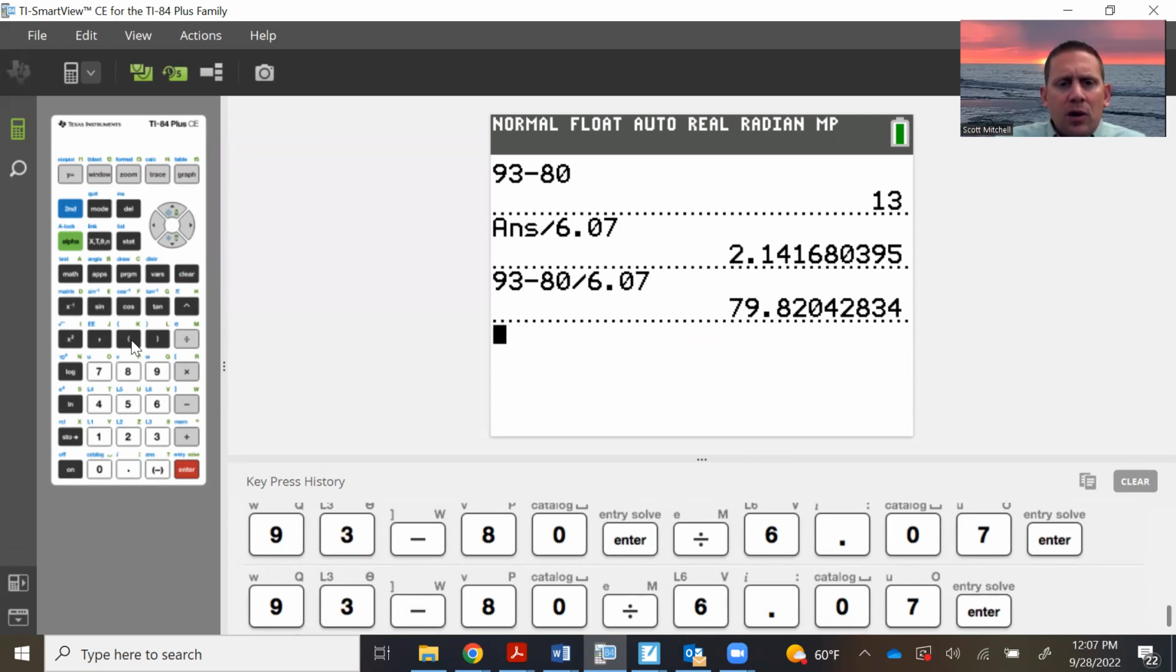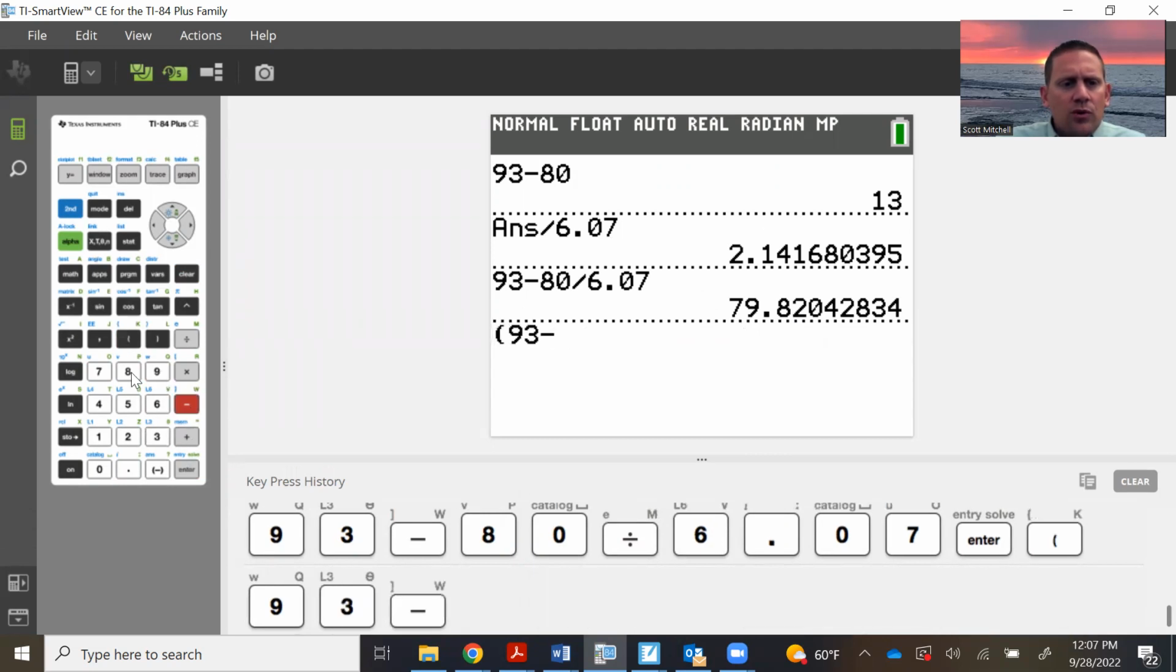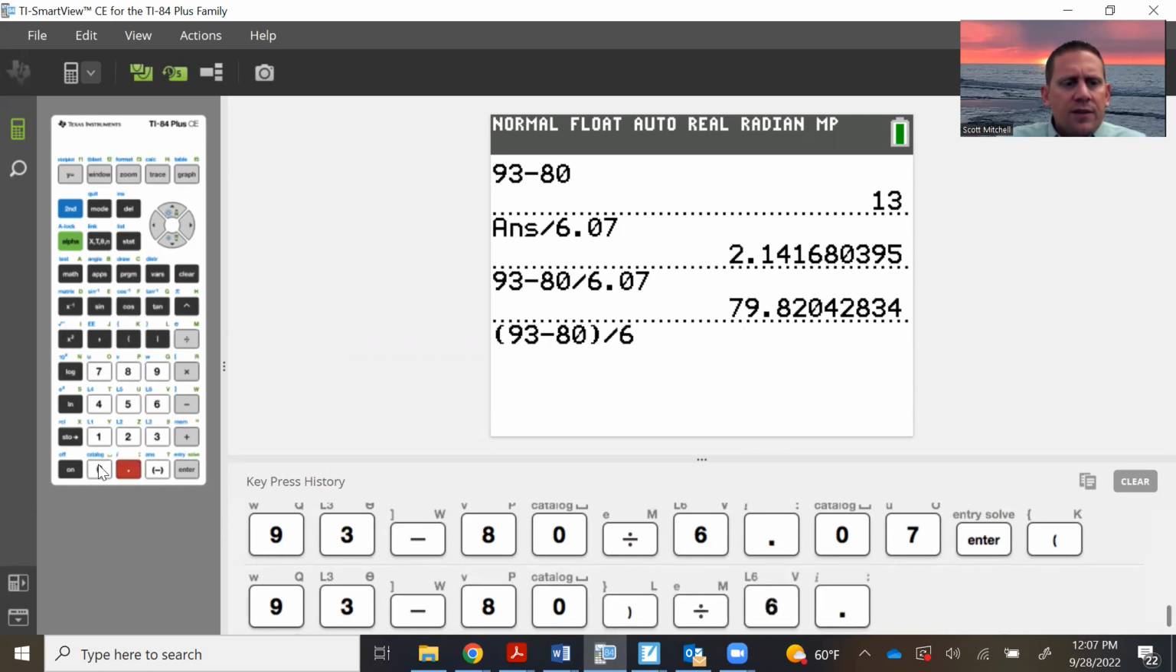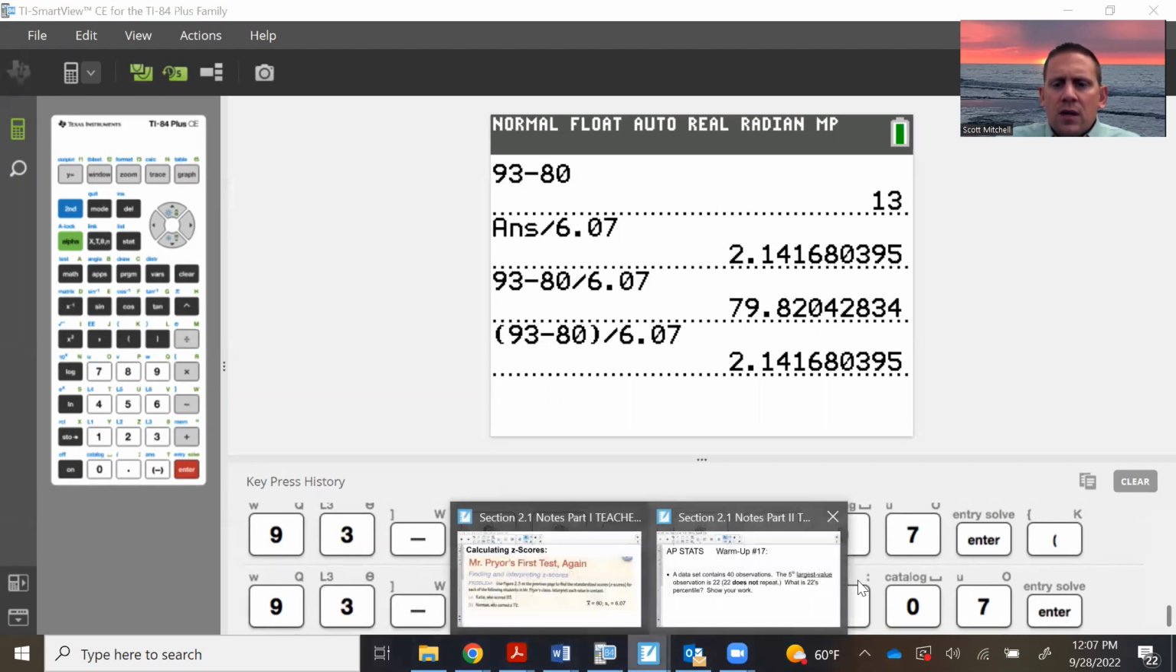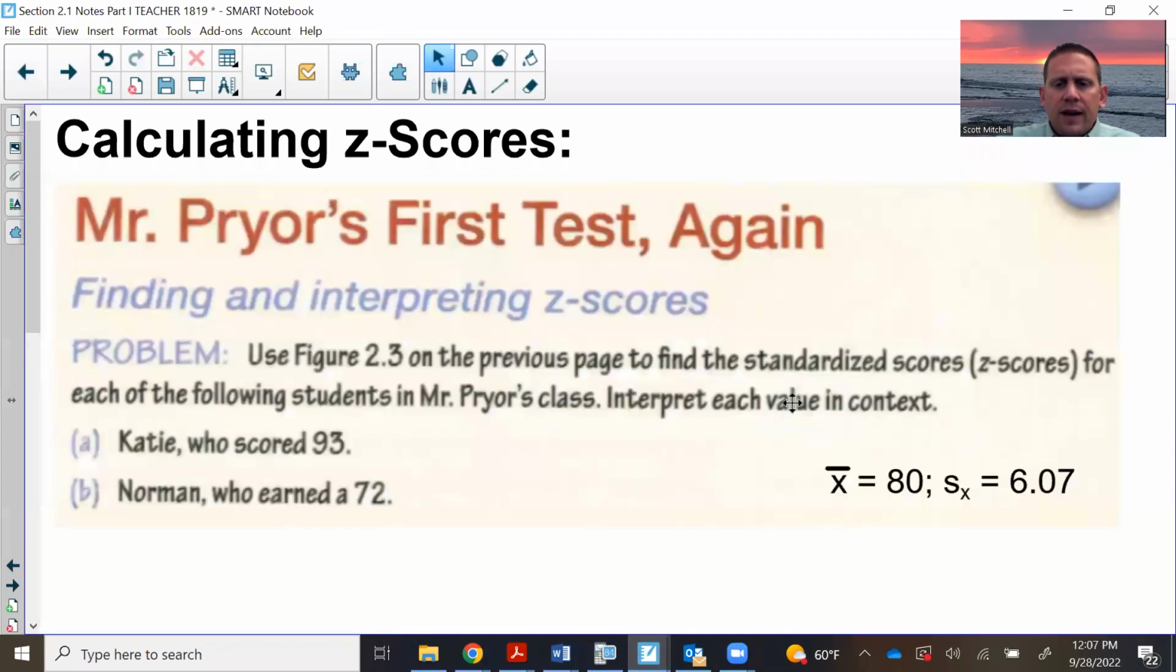So if you want to type it all in at once, you just have to use parentheses around the top. Like if you don't want to do two different calculations per se, just put parentheses around the top and do it that way. Or just do the subtraction and then do the division separately. So either way is fine, but you definitely have to put parentheses. Can't do this. This is a no-no right there. Okay. So that is that.